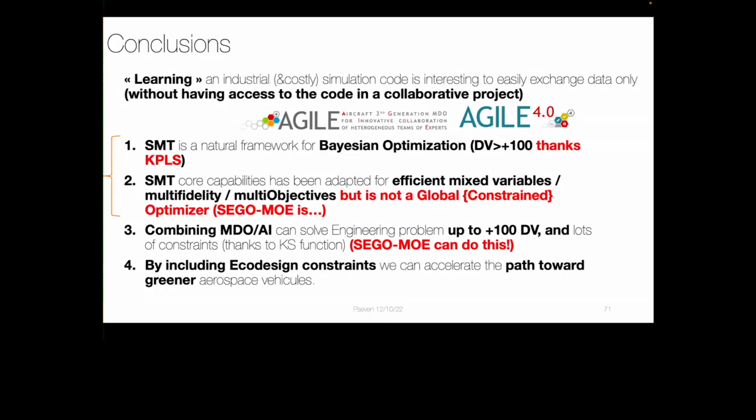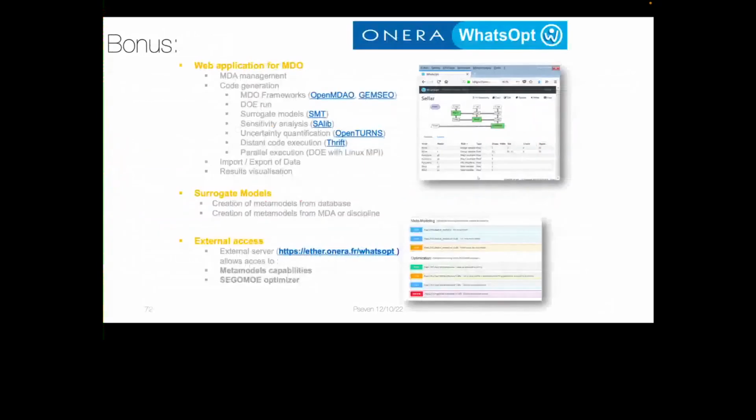And definitely, by including eco-design constraints, we can accelerate the path toward greener aerospace vehicles. Just a bonus: ONERA developed a web application for MDO called WhatsOpt. You can use surrogate models inside, and external access is also possible.